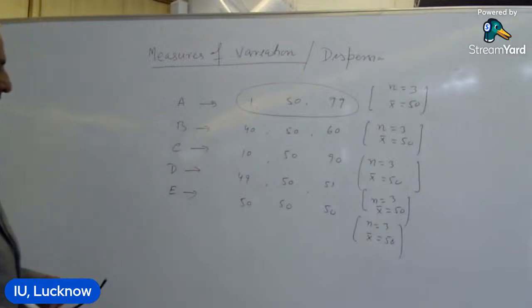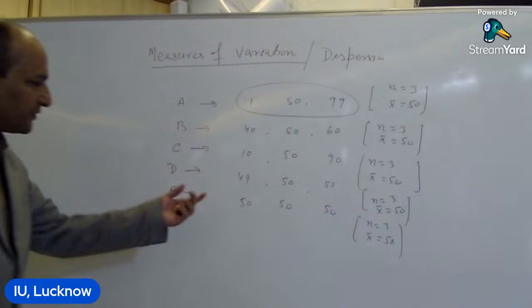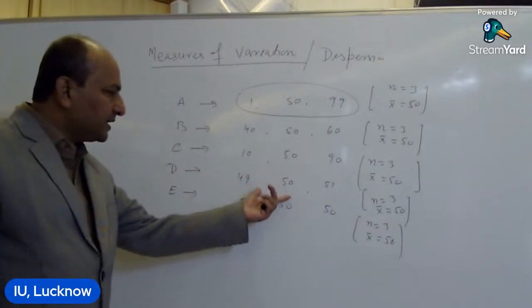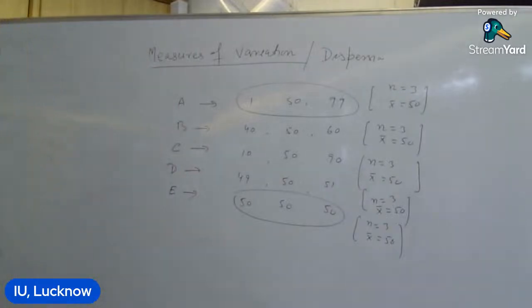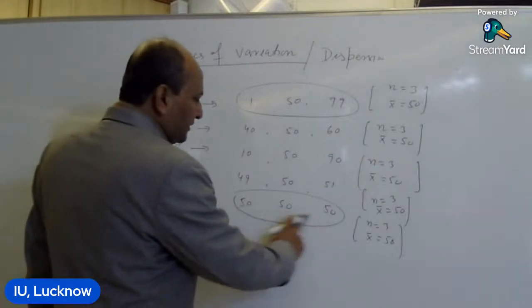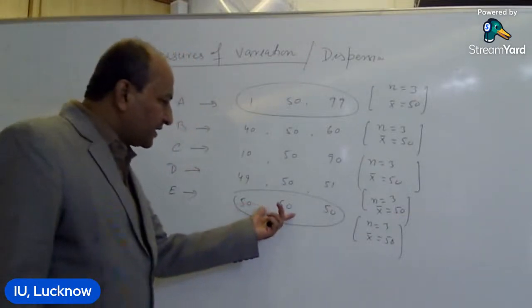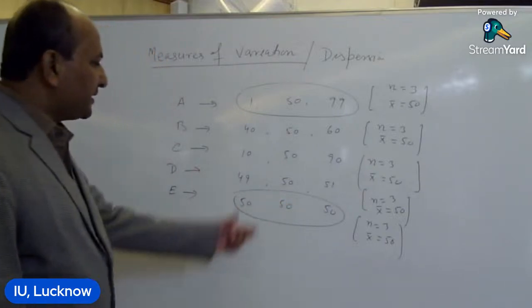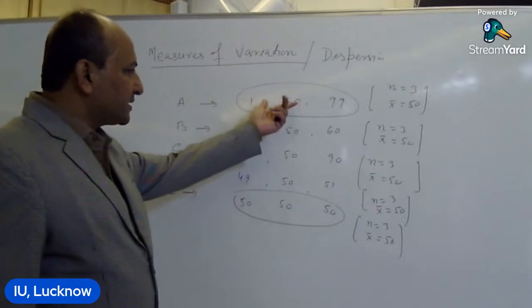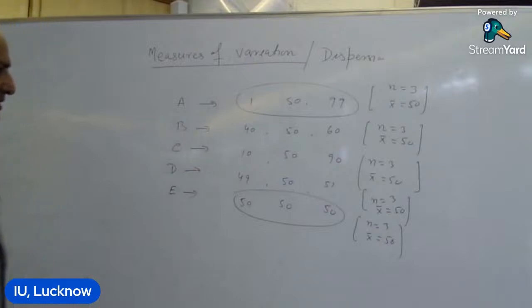That means the distance of the other observations from the mean value is less. And here we get no variation, no dispersion, no scatteredness from the mean value. All are the same: 50, 50, 50. So there is no variation, no dispersion, no scatteredness here, while in the others there is some variation, but the variation is different in each set of observations.